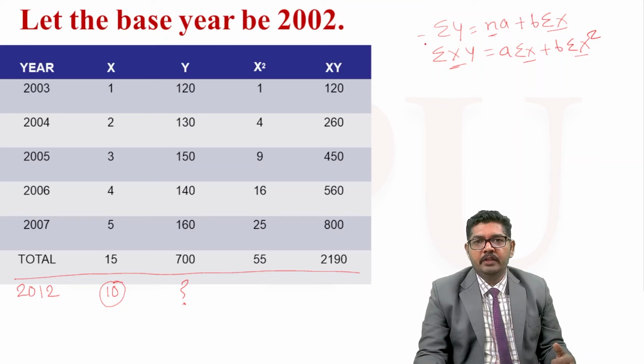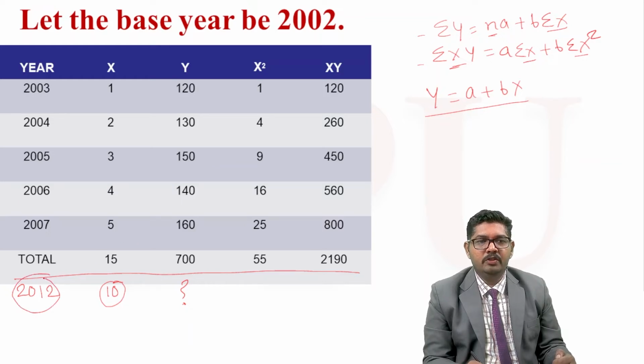We have these two equations. Now by putting the values in these two equations, we can find out the values of a and b. That is what we want, so that we can put the values of a and b in this generalized equation, and by using this generalized equation we can predict the sale of generator sets for any year, right? For this particular example, we have to predict it for the year 2012.